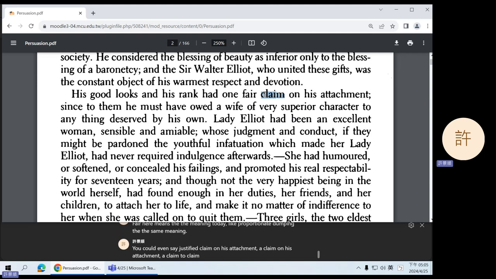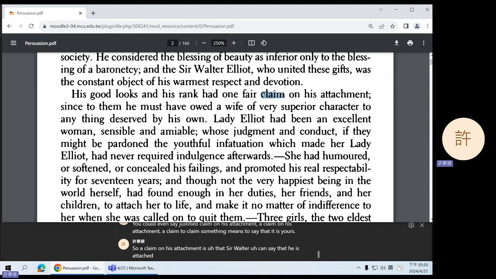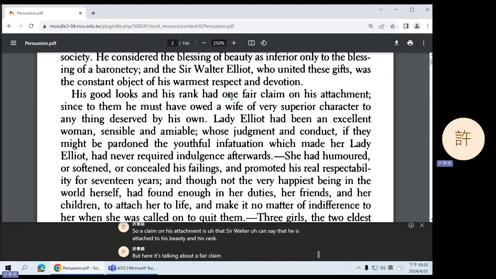To claim something means to say that it is yours. So a claim on his attachment is that Sir Walter can say that he is attached to his beauty and his rank. But here it's talking about a fair claim. So Sir Walter, as we just saw, loves his beauty, loves his status. But the novel here is saying, or Austen here is saying, most of these reasons are bullshit vanity. But there is one reason for him to love himself that does make sense. This is what a fair claim on his attachment means.